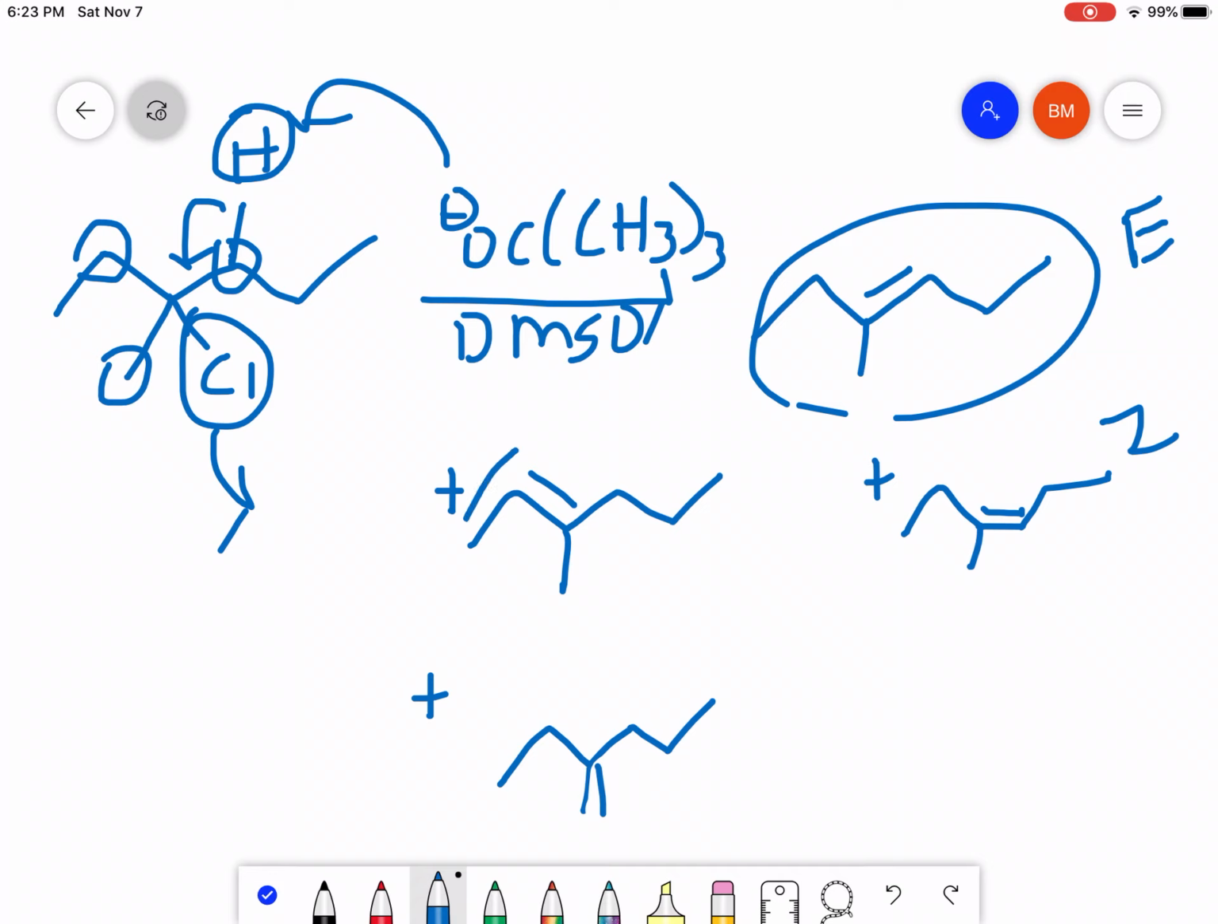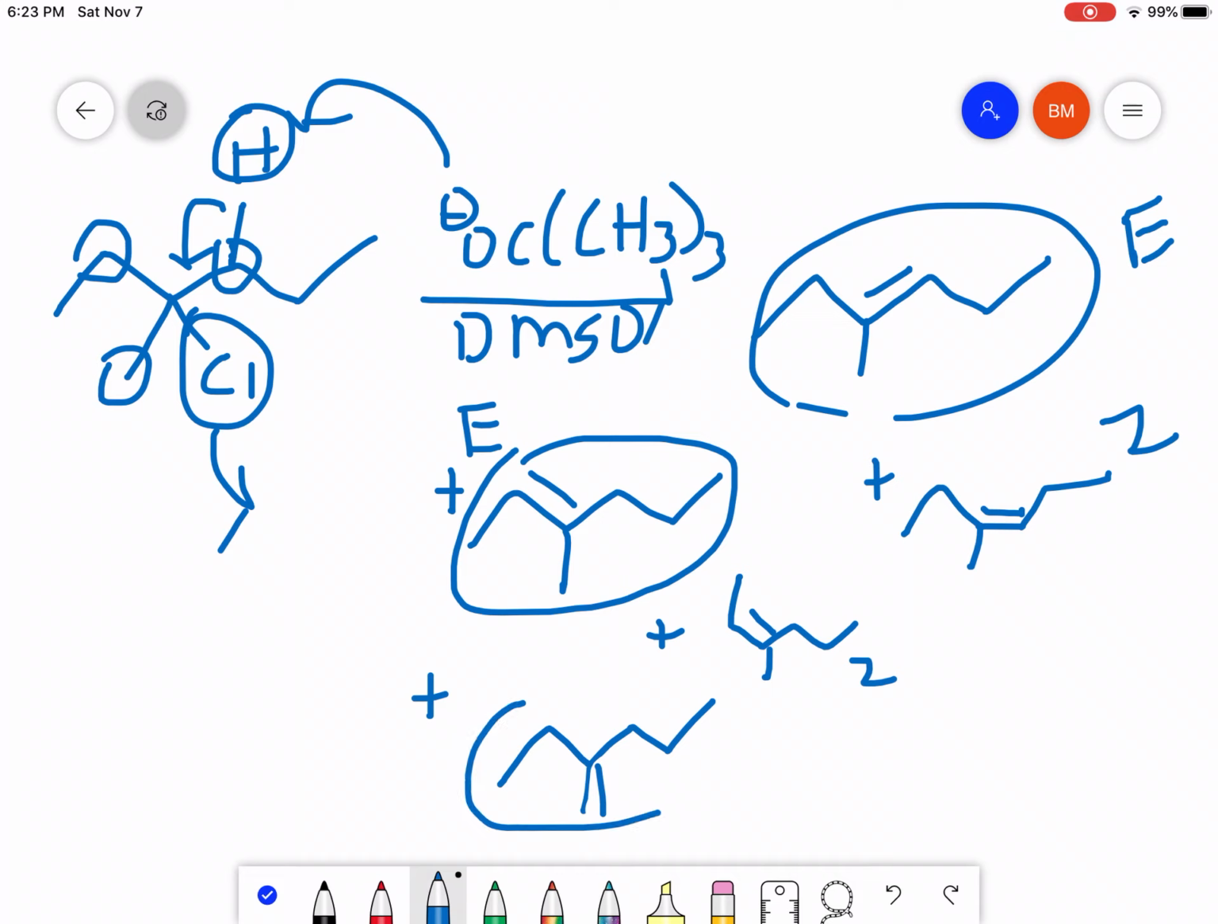Now, let's take a look at this one. Same thing, right? As drawn, we should be able to recognize that we have an E isomer. So we're also going to be able to draw the Z isomer. Then if we look at this one, you'll notice that we don't have anything. Switching groups would not give us a different product here, so we're just kind of stuck with that. So overall, we have 5 different products.